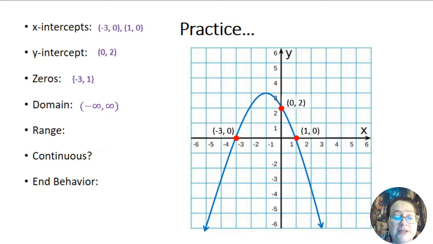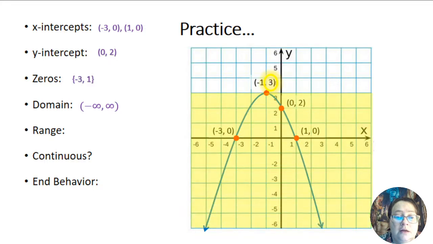Our range, just like with absolute value, we start at the vertex, because if you notice, that's our highest point right here. Y doesn't get above that vertex. So we start there. And that point is at negative 1, 3. Once again, it's range. I'm looking at my y value, which is 3. So I can write y is less than or equal to 3. But then over here, I see that we go down from that point. So my lowest value is negative infinity, because it keeps going down forever. My highest value is positive 3. So my range would be negative infinity to positive 3.